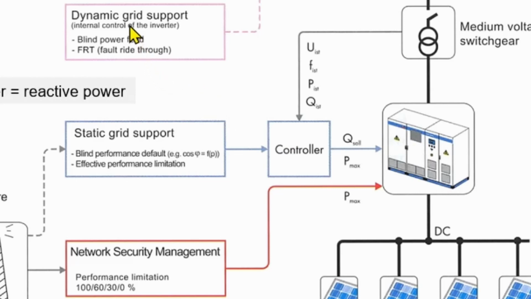You can also do dynamic grid support. For example, blind power feeding, but reactive power, I think, is the more common word for this. And as I already mentioned, the fault ride-through effect. In some countries it is required that even if there is a problem in the grid system, you do not switch off but continue your power production. On network security management, it's also possible to do a power limitation to 60, 30 or 0%, or 100% of the power output.